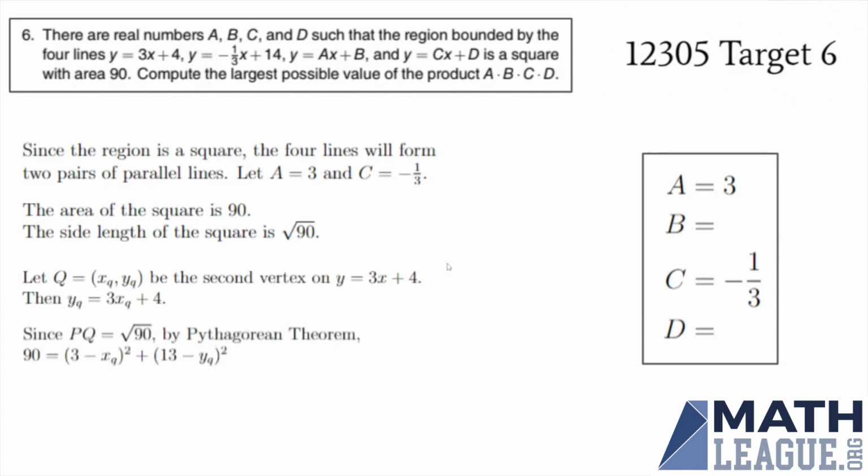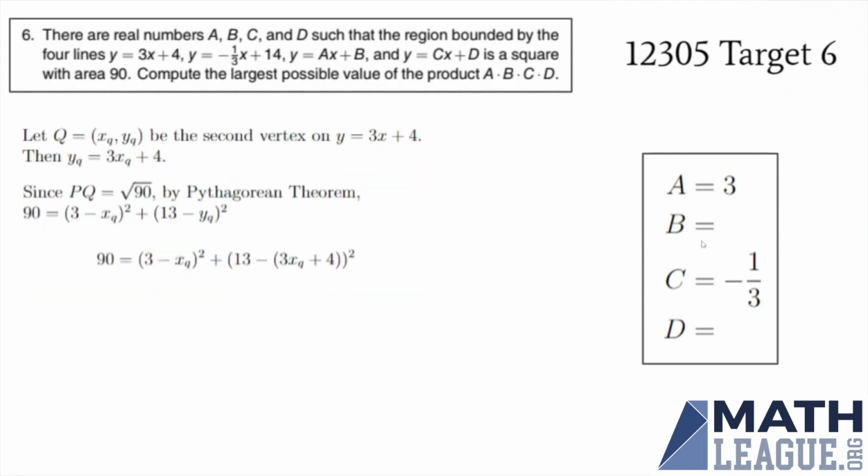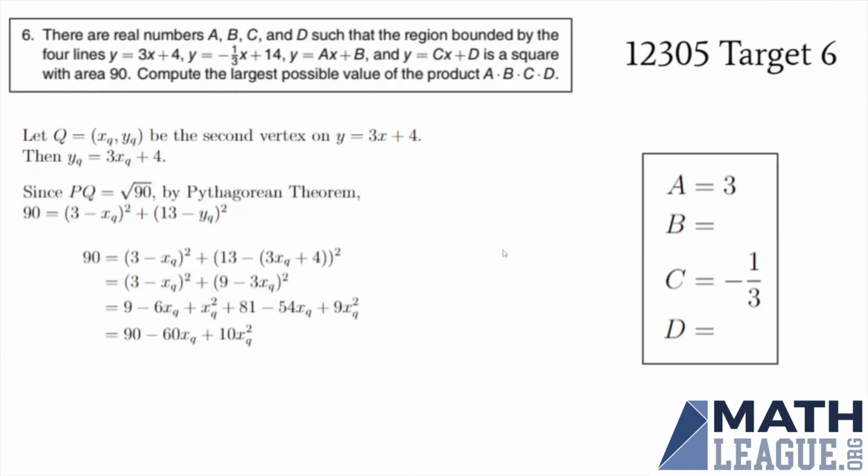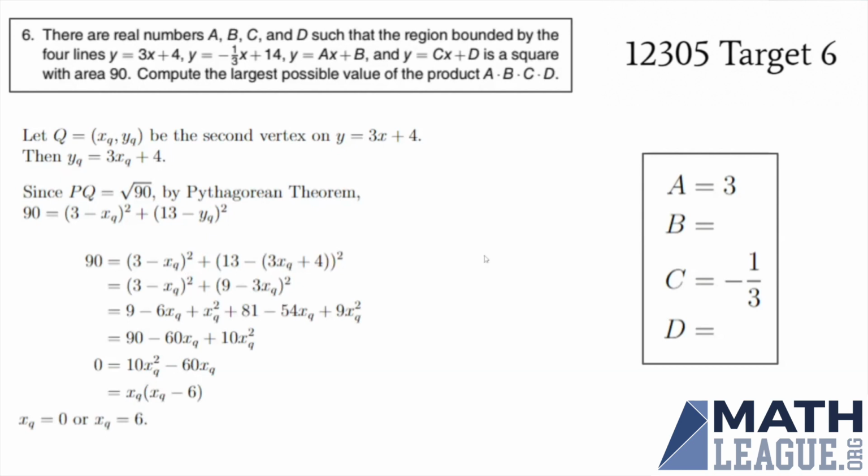At the same time, PQ is a side length of the square, so by the Pythagorean theorem, we have 90 is equal to 3 minus the x coordinate of Q squared plus 13 minus the y coordinate of Q squared. By substituting what we had in the beginning, we get a quadratic, which yields the x coordinate of Q is 0 or 6. From here, we can find the y coordinate for each of these points respectively, which will be 0, 4, and 6, 22.